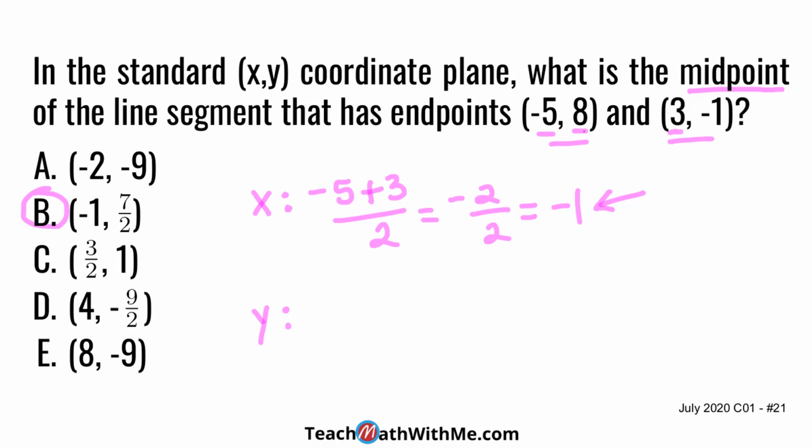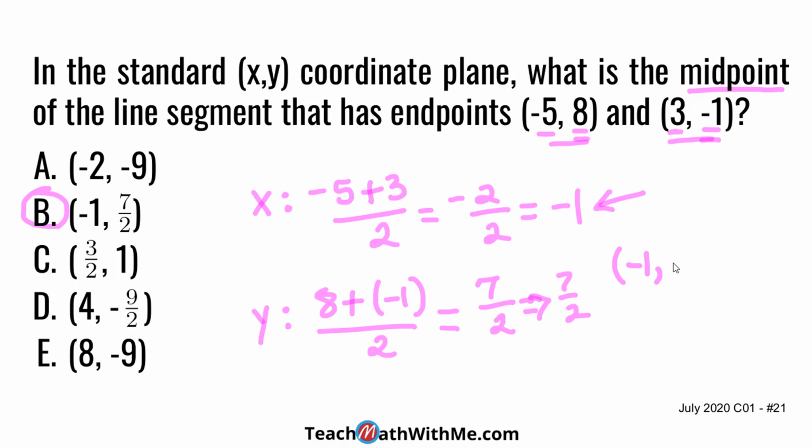But we can find the y value of our midpoint the same way. We're going to look now at 8 and -1. 8 plus a -1 divided by 2, and we divide by 2 because we're looking at the midpoint. It's almost like the average of those 2 points. 8 plus a -1 is 7 over 2. And that is our answer. And so we have a point when we're looking at a midpoint. It is the point -1, 7 over 2, corresponding to answer choice B.